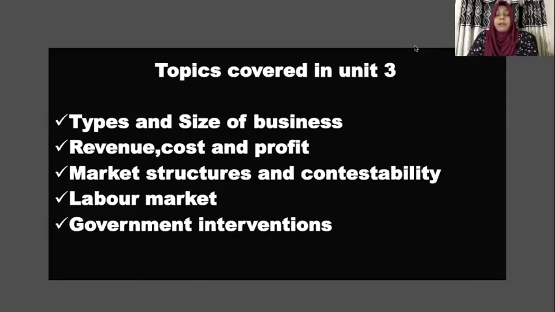As the fourth part in this unit, you will be learning about labor market. Under the labor market, you will be learning about demand for labor, supply of labor, equilibrium wage rate, market failure in labor market. And the last part of this unit is all about government interventions in product market as well as labor market. So that's all that you will be learning in unit 3 as major contents.